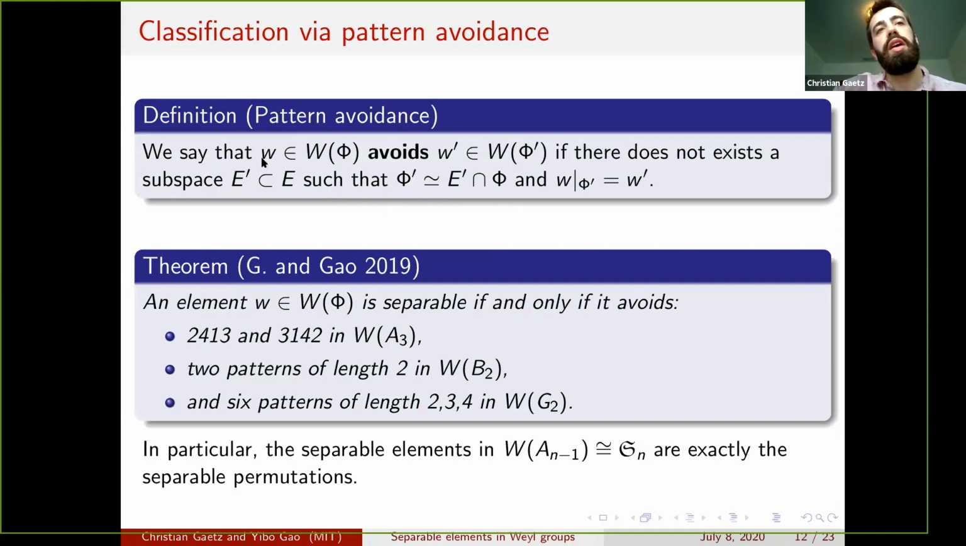So as I was saying, this restriction map models pattern containment. So we say W avoids W prime if there's no way to restrict it and get W prime. And remember, separable permutations are originally defined in terms of pattern avoidance. We show that separable elements of Weyl groups are characterized by pattern avoidance in this sense. Essentially, it's the same two permutations of length 4, these two elements of length 2 in B2, and 6 patterns of length 2, 3, and 4 in G2, which aren't so important because G2 can't really appear as a pattern in anything other than G2. In particular, this shows that the separable elements are exactly the separable permutations because these are the only patterns that could possibly occur in a type A root system.